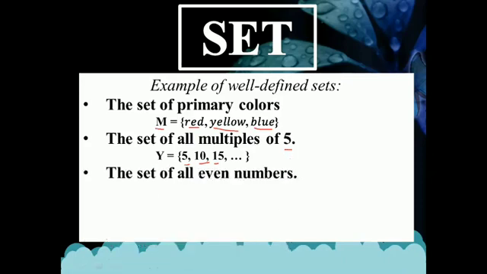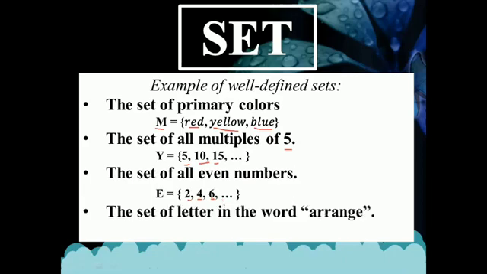So, it is a well-defined set because these numbers are really multiples of 5. Okay? So next, the set of all even numbers. So we have here the set E has the elements 2, 4, 6, and so on. And the set of the letters in the word arrange. So the set O has the elements A, R, N, G, E. If you remember, we said earlier that these repeating letters R and A can only be written once. That is why in the word arrange there are only 5 elements.